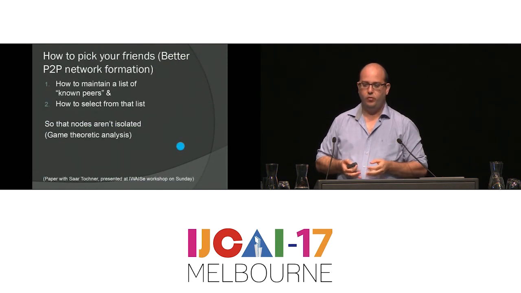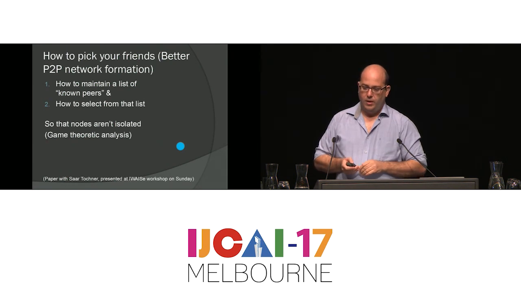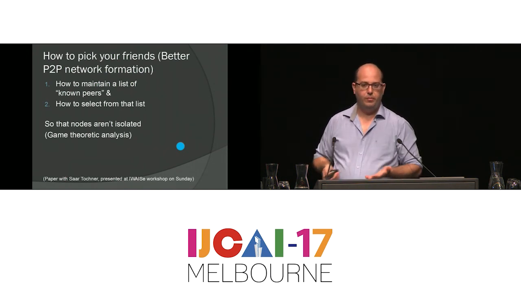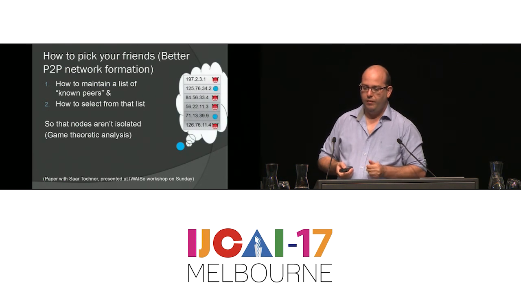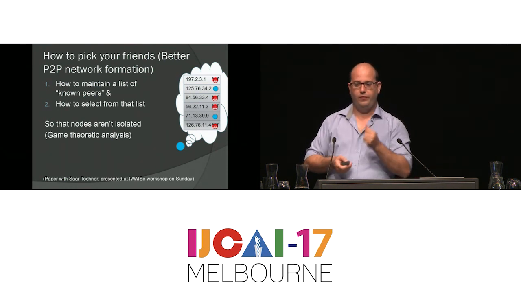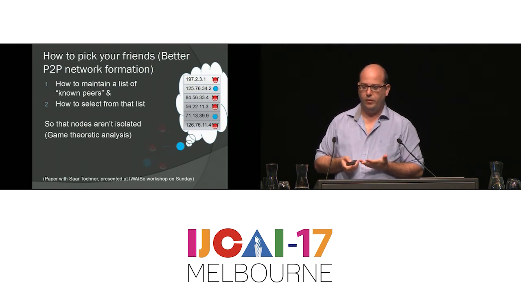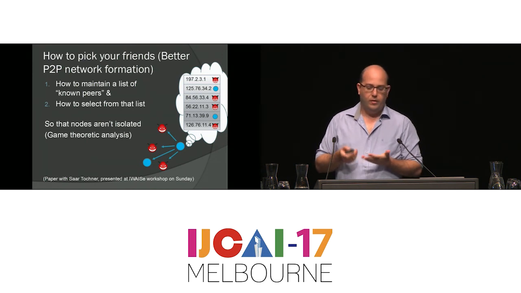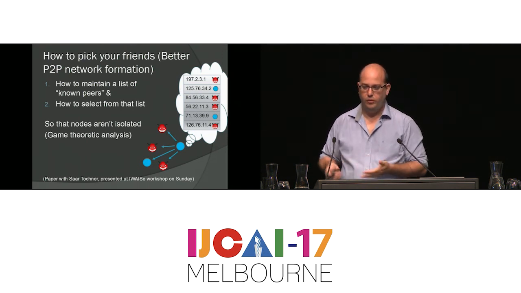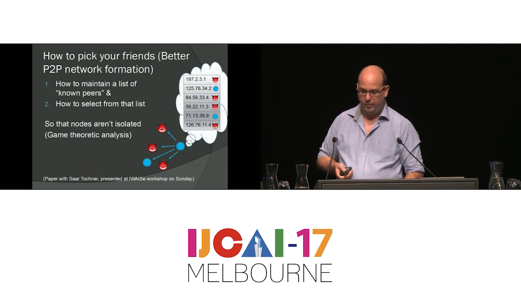And maybe the more interesting part is to try to solve this problem. So in a paper with Sarah Tochner, my student who's here, that we presented in a workshop on Sunday, we tried to do a game theoretic analysis of how to pick your neighbors in this peer-to-peer network. Every node on the network has a list of known peers. Some of these are attackers that have gotten their messages to you and are in your buffer. And from those, you need to select your neighbors. The trick is to do this selection in a way that keeps you connected to the network and not disconnected. So that is also our attempt to improve Bitcoin and see what happens.